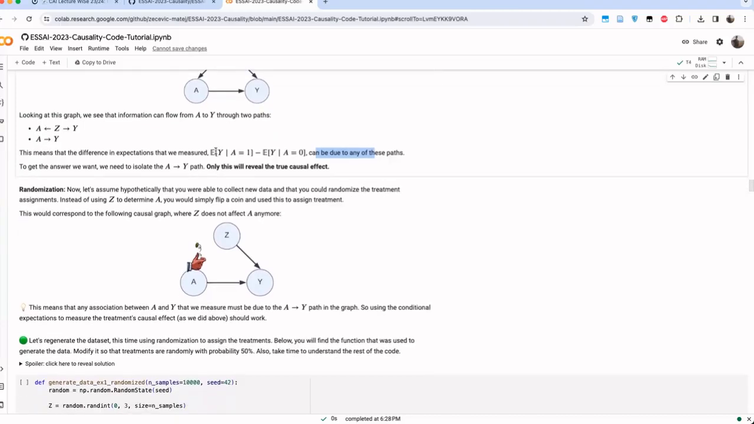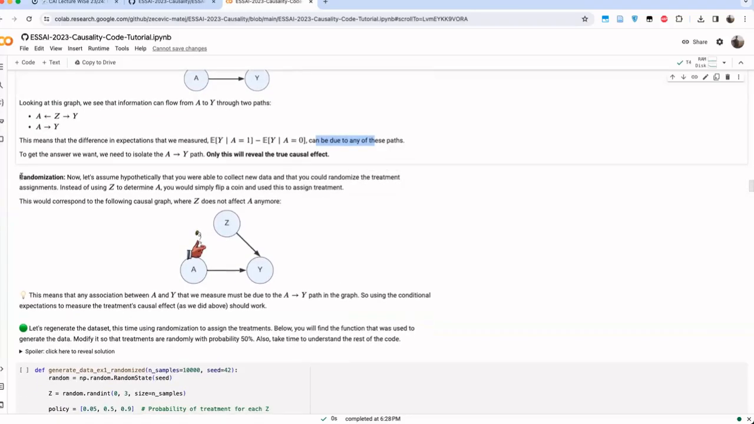But first, in the gold standard way, which is randomization, right? The randomized control trial, or A/B testing. So let's assume now, hypothetically speaking, so we don't have this data, but that we could collect new data where we randomize the treatment, right? So we make it not dependent on the doctor.